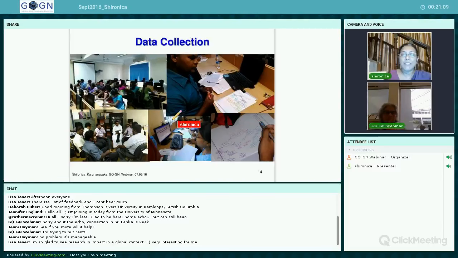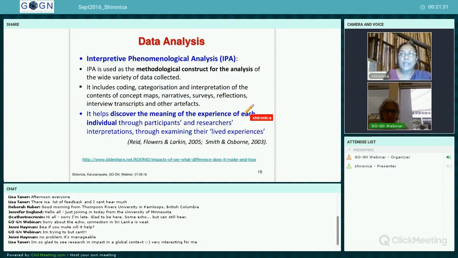Okay, so these are some pictures to show how we collected this data using different things, concept mapping and integration of OER, focus group interviews and so on. So this happened in all 9 centers, all 9 provinces, with these student teachers of ours. And data analysis, now we use both quantitative and qualitative data. Quantitative data is basically the surveys, but mostly all the other data were qualitative in nature.